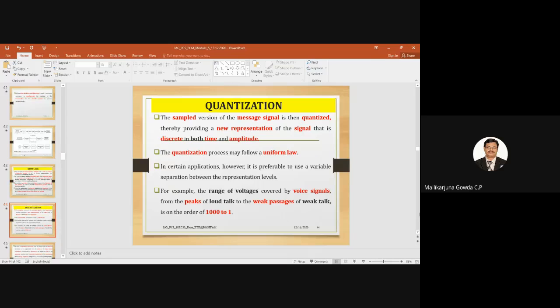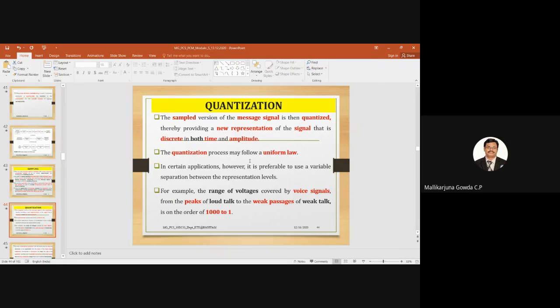So when I sample it, the analog signal becomes discrete in time, right? But still its amplitude is continuous. To make the amplitude discrete, I do the quantization. After that, I will be doing the encoding, right? While I said about quantization, there are two types of quantization. What are those two types? First is uniform and non-uniform quantization, right?